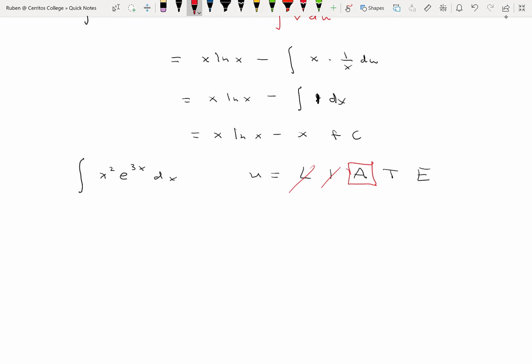Are there any powers, algebraic functions? Yes. So our rule of thumb tells us to go ahead and make u equal to the power. Then dv has to equal whatever's left. Well, if I take out the x squared, the only thing left in the integral is e to the 3x dx. Du is 2x dx. And v, the integral of e to the 3x, is 1/3 e to the 3x. And leave off the constant.